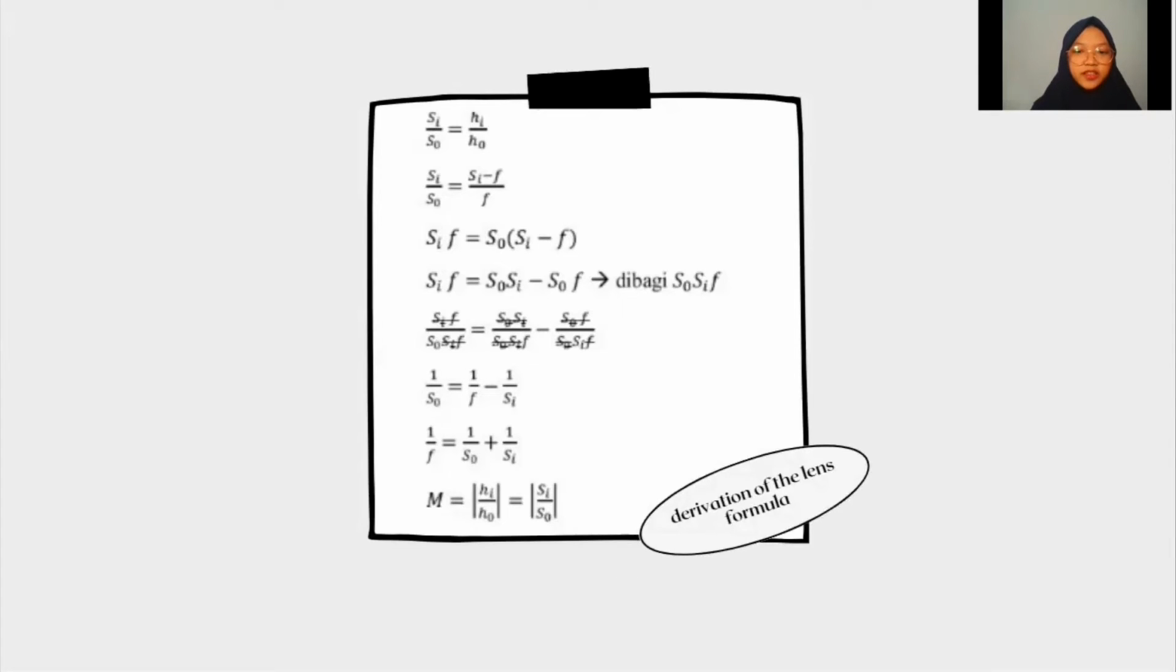And here is the derivation of the lens formula. We can see that the magnification of the lens is HI over HO equals SI over SO.